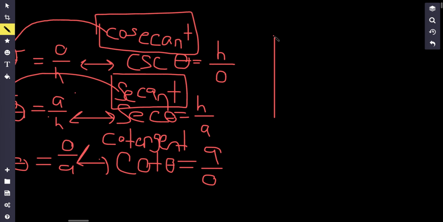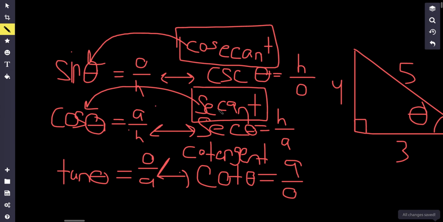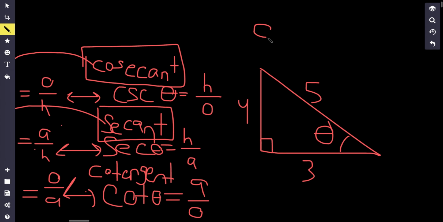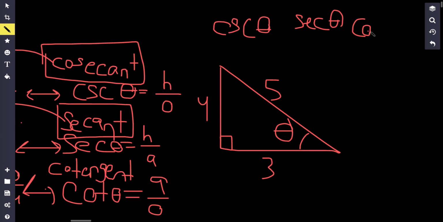Just do a little quick example. So let's say I have a 3, 4, 5 triangle, and let's say I have this angle right over here. Let's name it theta. What is cosecant of theta? What's secant of theta? And what's cotangent of theta?